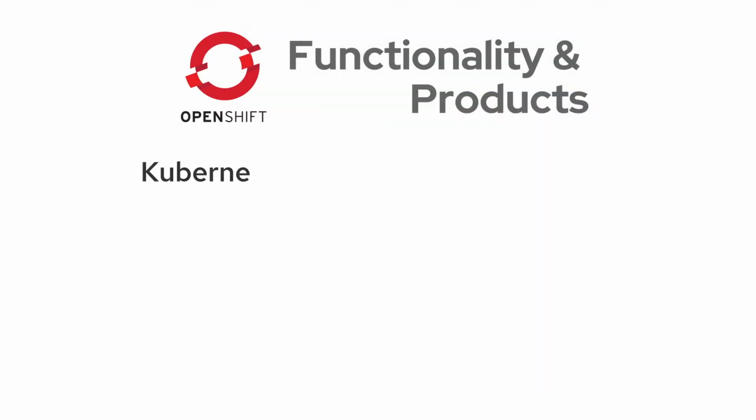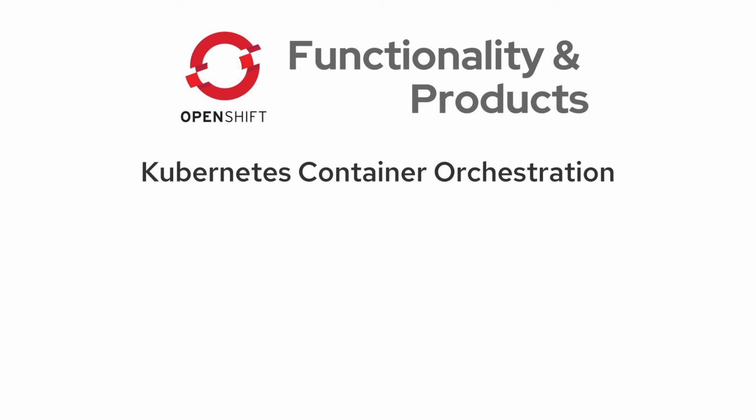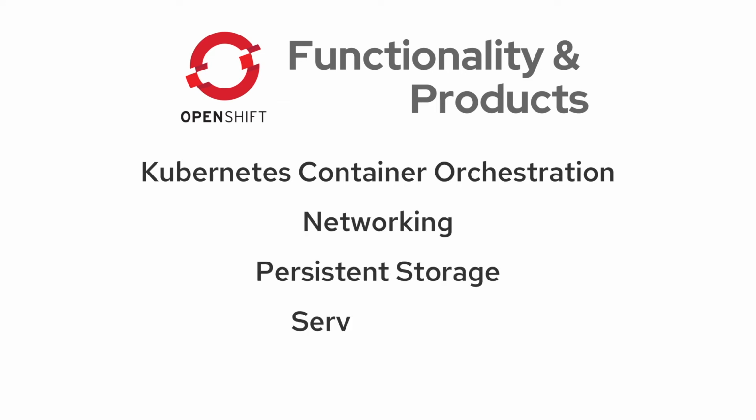So what's included with OpenShift? The Kubernetes container orchestration, networking, persistent storage, service mesh, and serverless workflows. And here's a fun fact: Red Hat is the second biggest contributor to Kubernetes in the world. OpenShift is built and designed for cloud-native application development, supporting industry-standard microservice architectures and continuous deployment and DevOps processes.